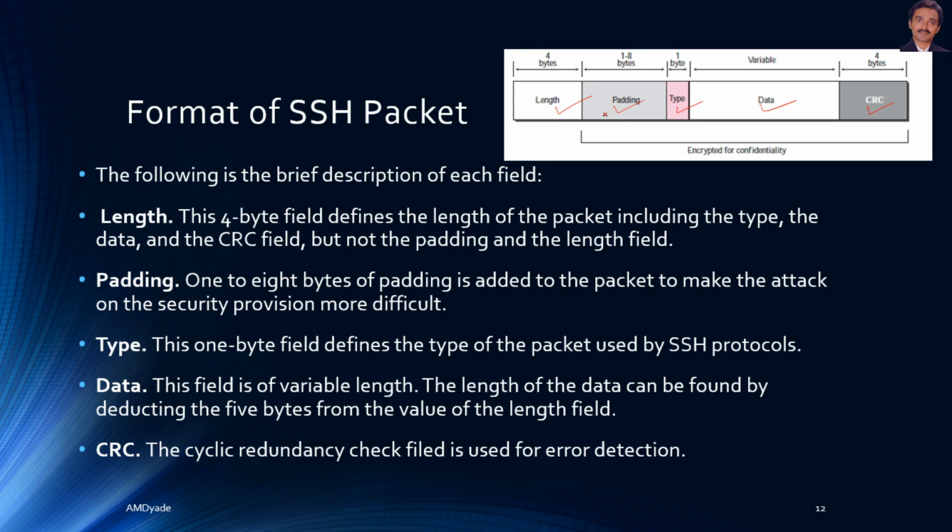Padding is an 8-byte field. It is added to the packet to make an attack on the security provision more difficult. Type is a 1-byte field that defines the type of the packet used by the SSH protocol. Data is a variable length field. The length of the data can be found by deducting 5 bytes from the value of the length field. And finally, CRC. This field is used to detect errors in transmission.